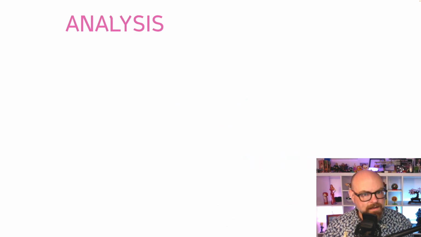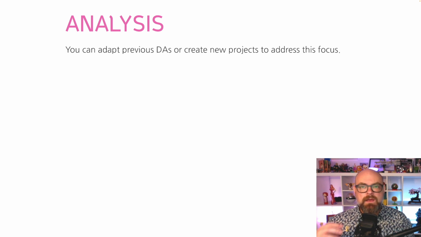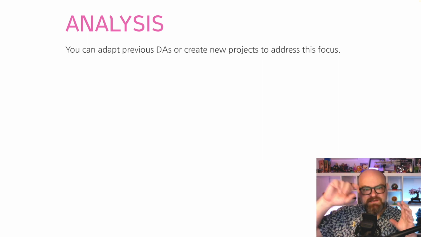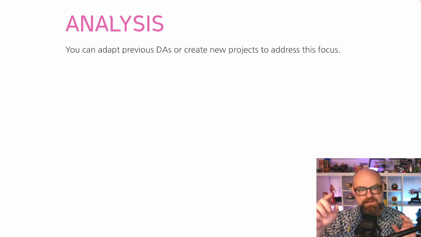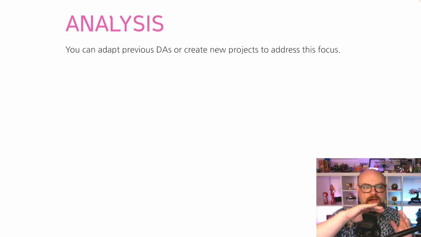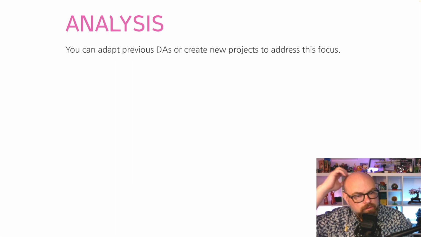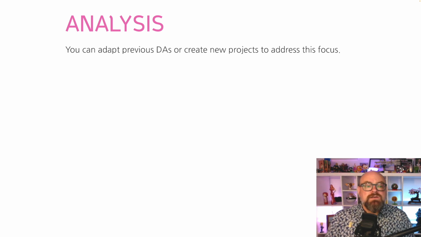Analysis. This is the second step. Once you've done your research, and remember, you can go through these steps in multiple iterations. It's not a linear process. You might do a little bit of research and then do a little bit of analysis and then realize, no, actually, you need more research. And so you go back to step one. And then you go through the cycle again. So you can definitely adapt a previous digital artifact or create a new project that addresses this focus.